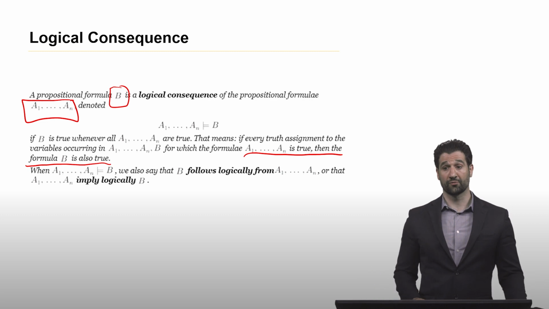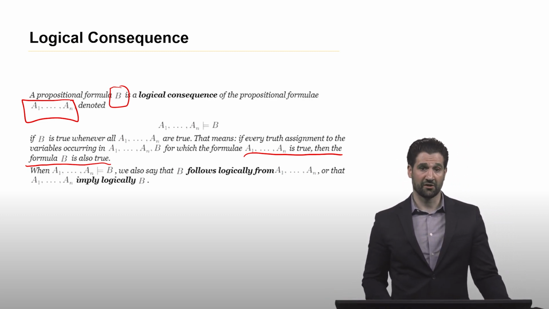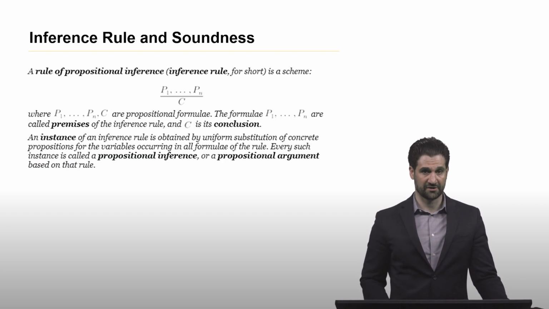Now, if you do this evaluation using truth tables, then you're quickly going to run into trouble when you have more and more propositional variables. You will run into an exponentially large truth table. So this is not good. We want to look at ways to avoid this.